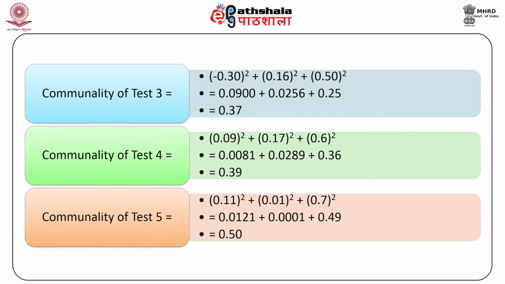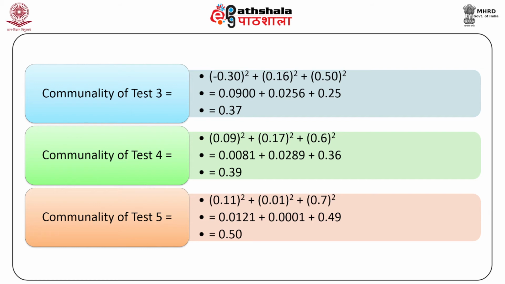Communality of test 3 is equal to minus 0.30 square plus 0.16 square plus 0.50 square. This is equal to 0.0900 plus 0.0256 plus 0.25, which is equal to 0.37.